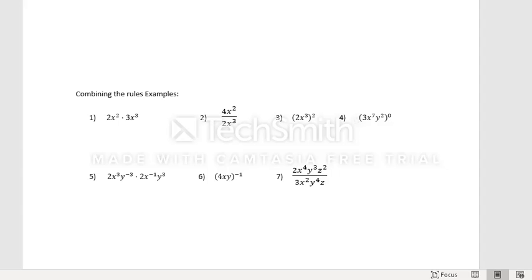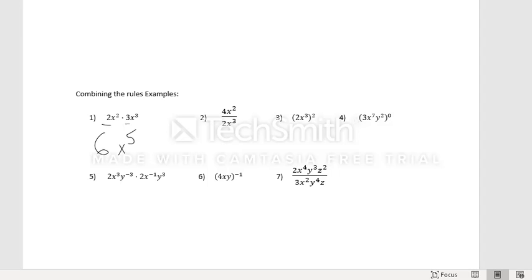Now, the key thing, keep your numbers, treat them like they're normal numbers. If I have 2x squared times 3x to the 3rd, 2 times 3, they're just numbers, that's just 6. And then x squared times x to the third, that's multiplying, that's the product property, so 2 plus 3, that's x to the fifth.